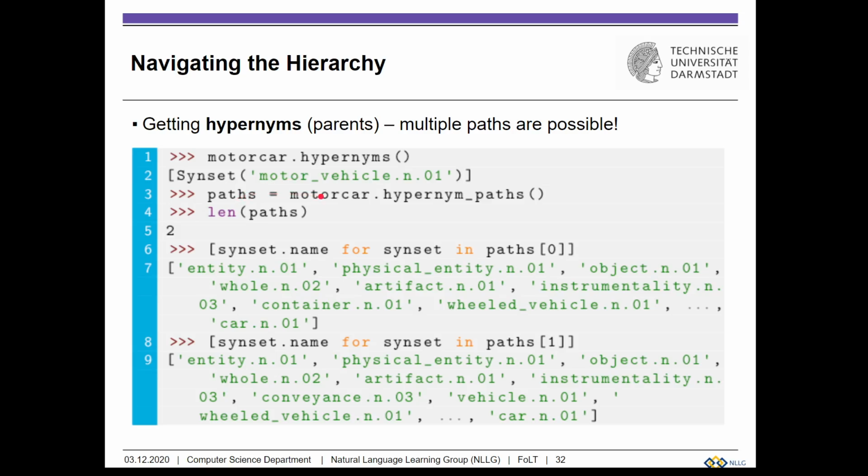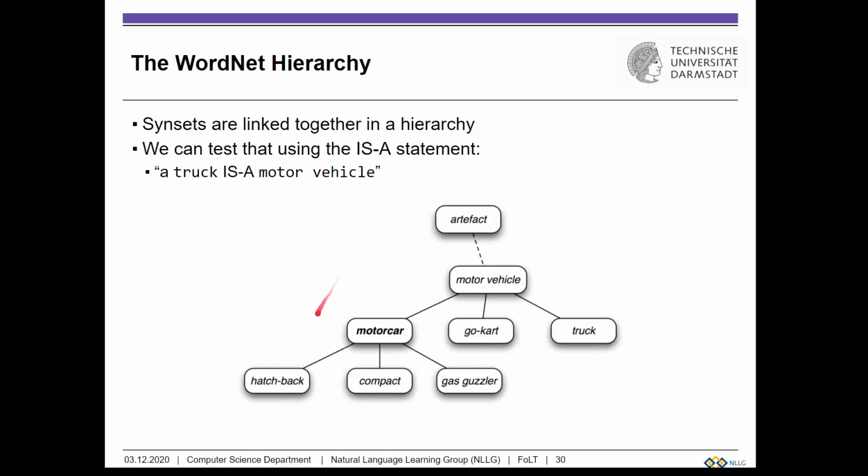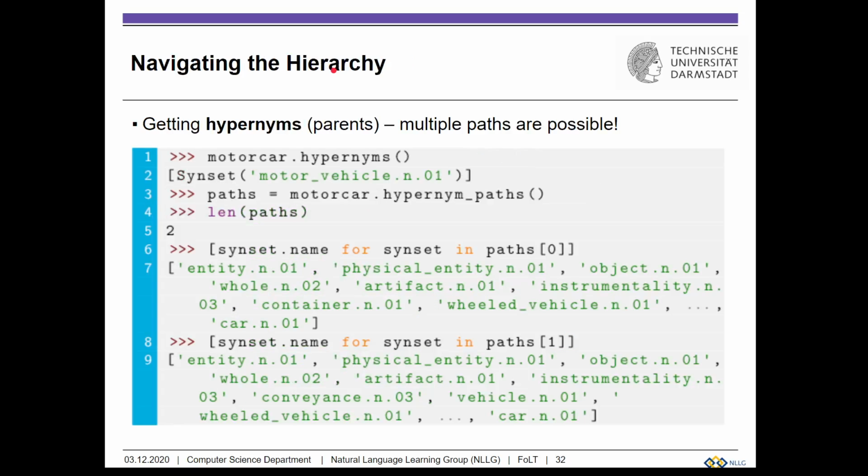And then there's also something we can type, hypernym paths, and what this is doing is giving us all the paths from this specific synset, including this specific synset, up to the very top of the WordNet hierarchy. And it gives us all paths. Note that there might be multiple possible paths. In this case, there are exactly two paths from the motor car or the car synset up to the top of the hierarchy, and we can check those two.